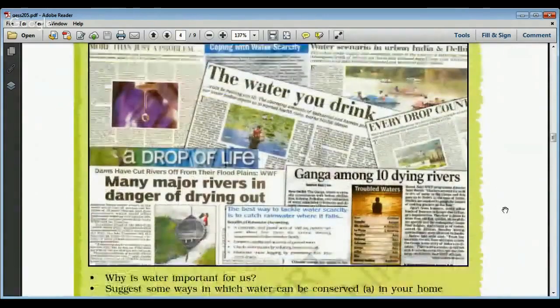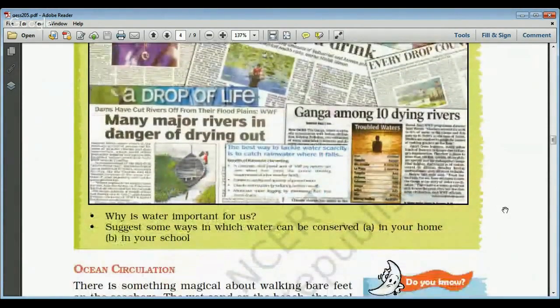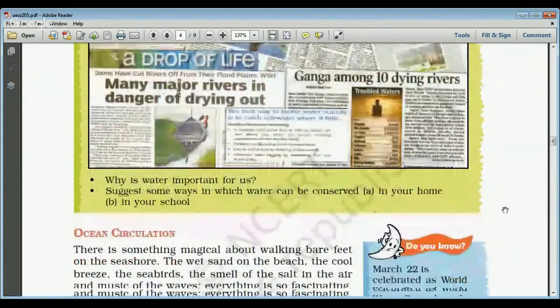And these are some of the news collections. We need to focus on depolluting the rivers. And the government of India has launched various schemes like Namami Gange to clean the Ganga and all its tributaries.